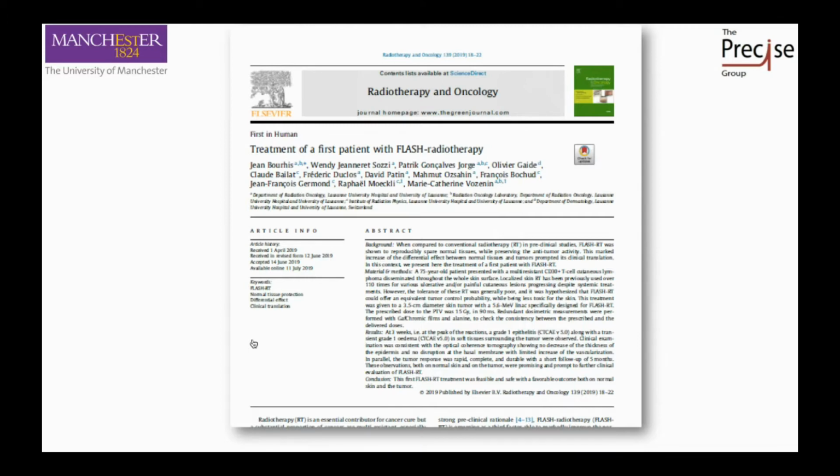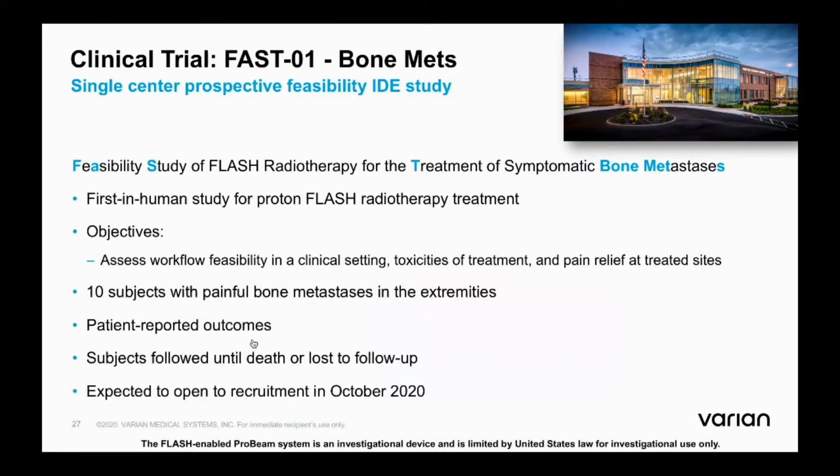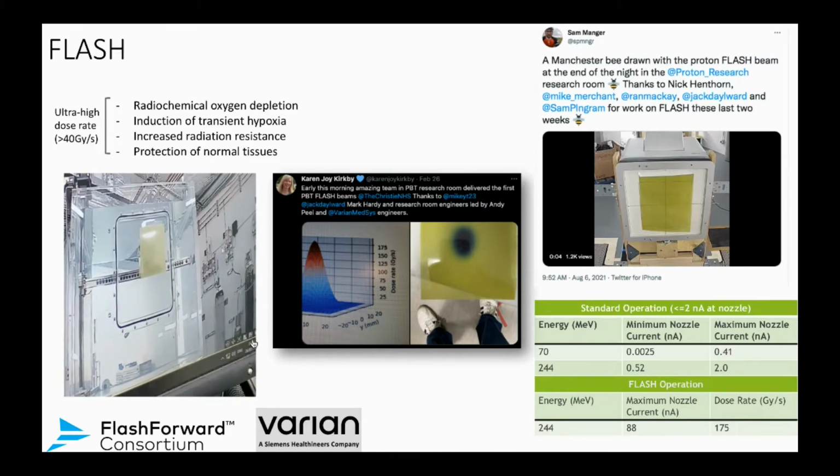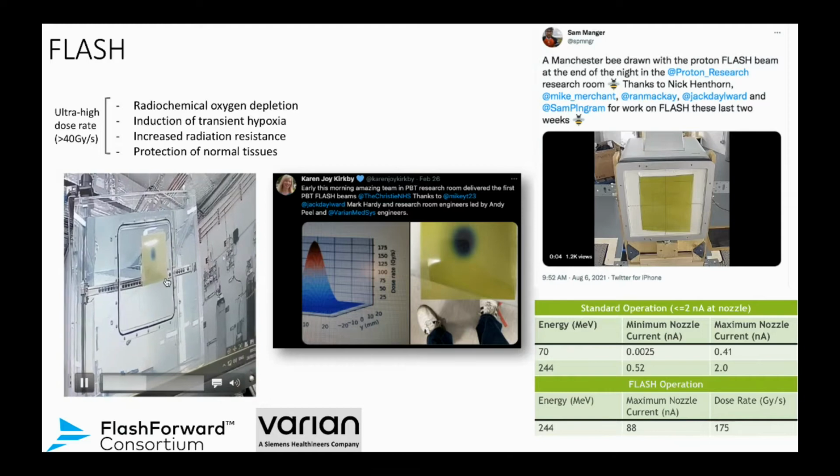Flash has been used to treat a patient, and this is the first patient, a palliative patient, treated with flash, which was, this patient had multiple skin lesions, and one of those was treated with flash. And the results appear to be very promising. There is also a proton flash trial that's being carried out, again on palliative patients with painful extremity bone metastases. And this is being carried out at Cincinnati Hospital in the States, and about 5 patients have currently been treated, and we await the results. We've also run flash in our research room, and this is our first ever flash beam being delivered here.